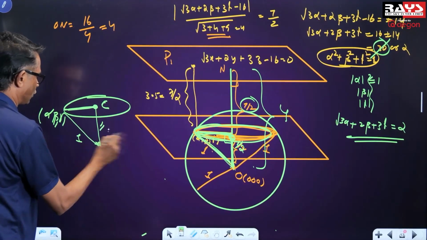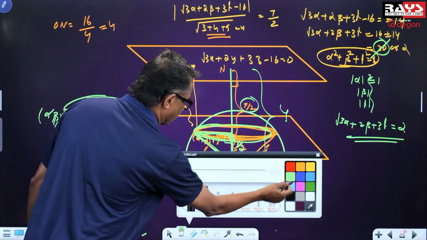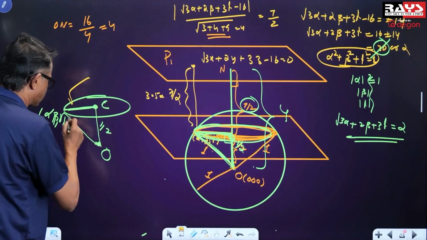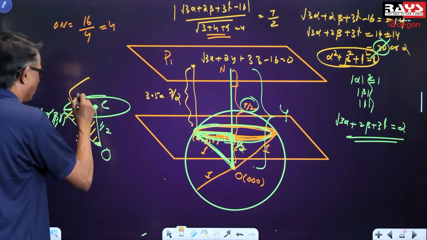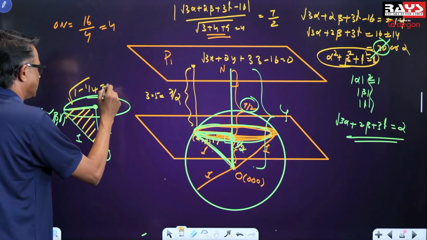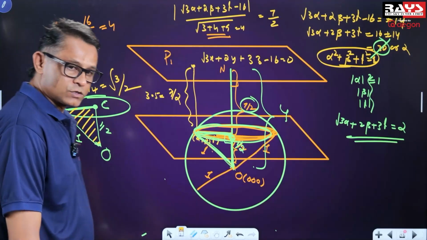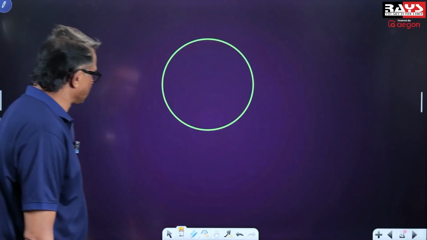How? This is 1 by 2. Let us apply the Pythagoras theorem. This is equal to root of 1 minus 1, because this is a right angle triangle. Root of 1 minus 1 by 4, that is equal to root of 3 by 4, that is equal to root 3 by 2. So the radius of the circle is root 3 by 2.